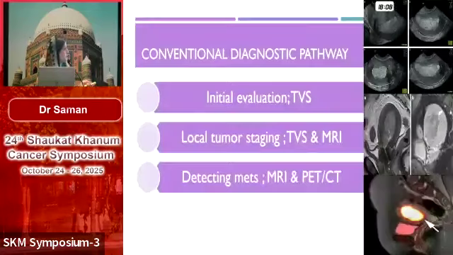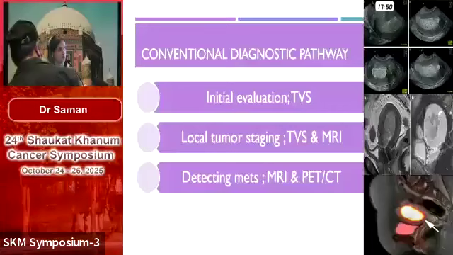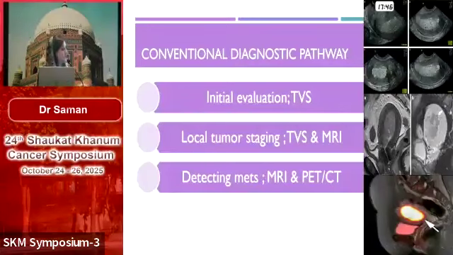As far as imaging is concerned, a transvaginal scan is the first modality in a patient with uterine bleeding. It gives us information about the endometrial thickness and helps us triage the patient for biopsy. Once the patient has been diagnosed with cancer, the local staging is done with MRI most commonly, which is the gold standard, and the distant metastatic workup is done with PET-CT.